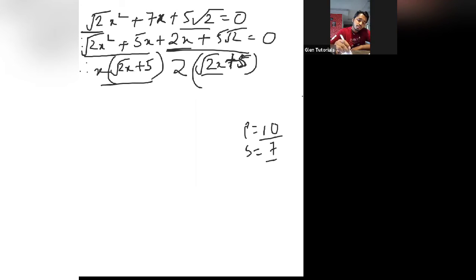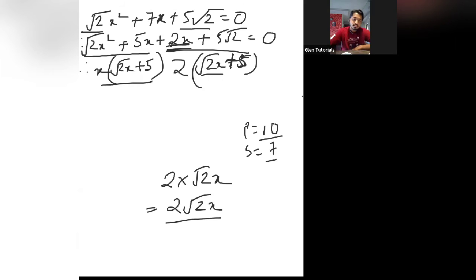So suppose we put 2 here. 2 multiplied by root 2x is equal to 2 root 2x. But here we have 2x. Anybody else? Shefali, you tried, but it is wrong.